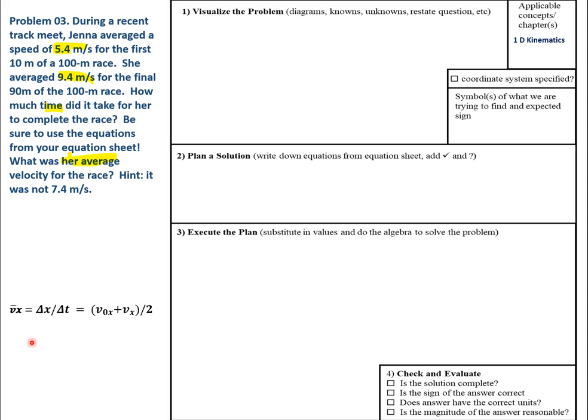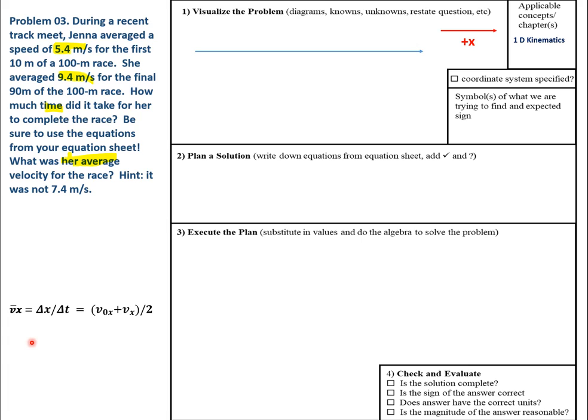So let's start by defining a coordinate system. I'm going to have right as positive. We will assume that Jenna ran in a straight line. Now let's identify knowns and unknowns. This motion consists of two segments.